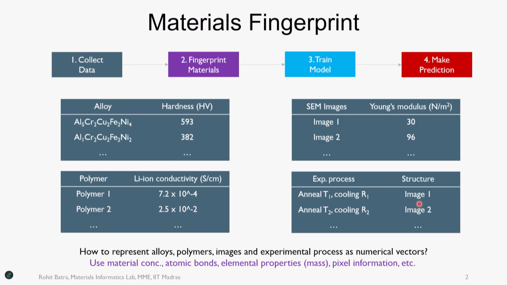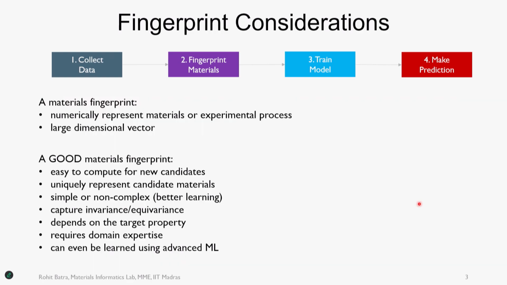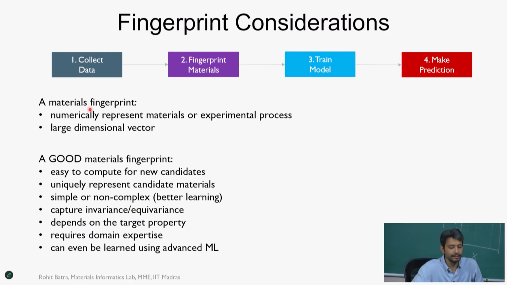Okay. So now just giving you some idea, we will recollect that a fingerprint is nothing but a numerical representation. I need to come up with a bunch of numbers which are telling me my attributes of my material or my image, whatever it is, and it's a large dimensional vector. Now, what are the general considerations for a good fingerprint?